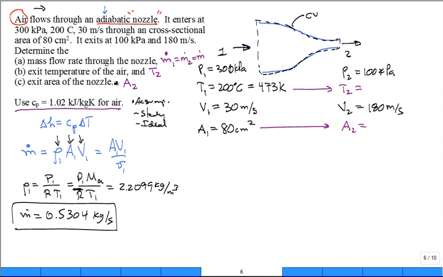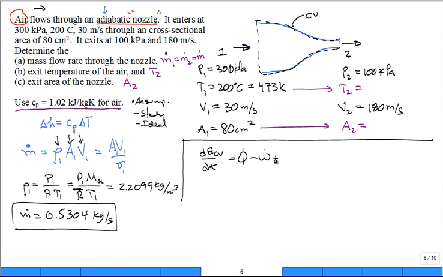Now we go to the exit temperature for the air. How am I going to find T2? Mass balance, energy balance. If you're at a loss, just think of that. So let's do an energy balance for this control volume. The rate of change of energy in the control volume with respect to time is equal to Q dot minus W dot plus m dot in times its enthalpy plus specific kinetic energy plus specific potential energy, minus mass flow rate out, enthalpy out, specific kinetic energy out, specific potential energy out. I think I wrote the equation okay.